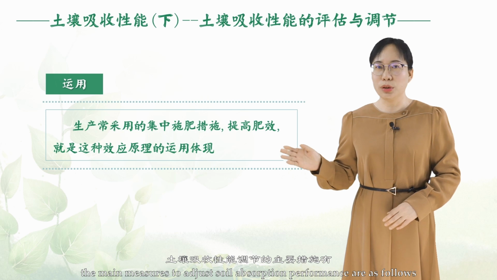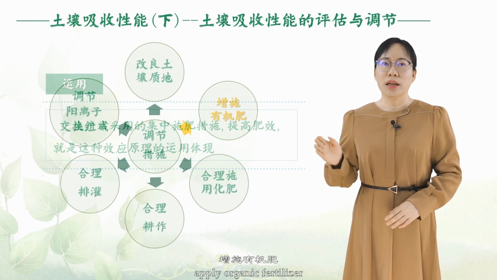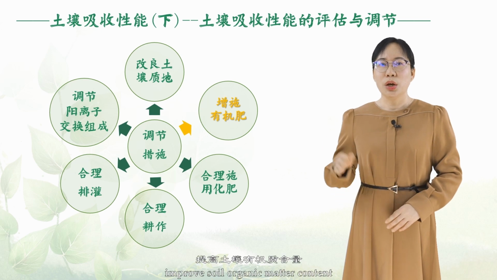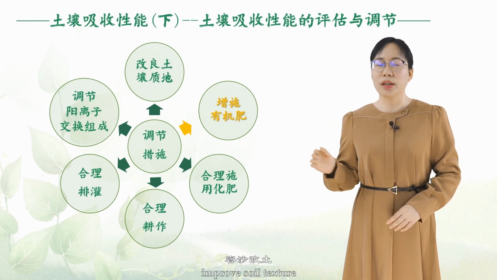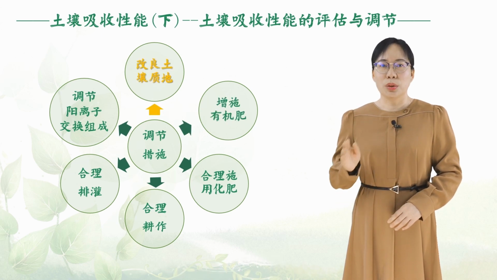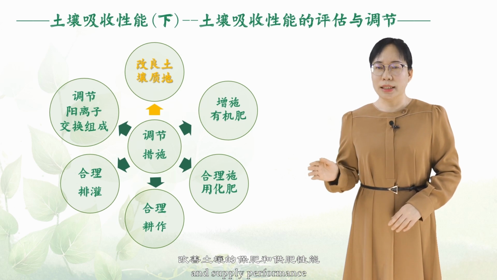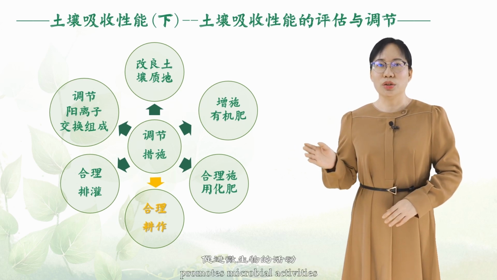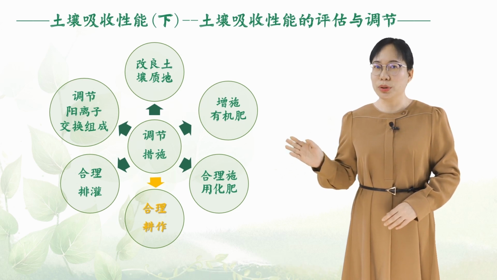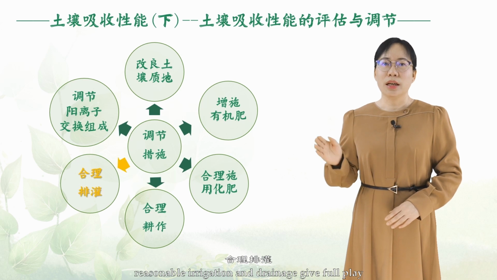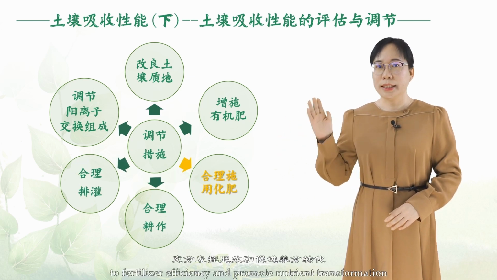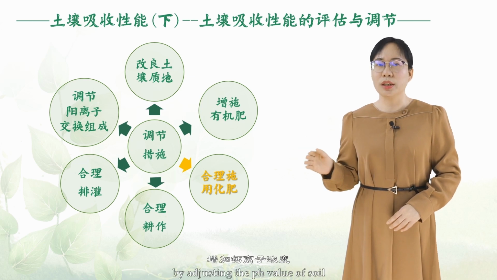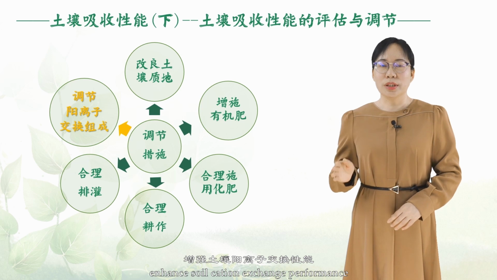The main measures to adjust the soil absorption performance are as follows. Apply organic fertilizer, return straw to field, and plant green manure, etc. to improve soil organic matter content, improve soil texture, and improve soil fertility retention and supply performance. Proper tillage improves soil aeration and water retention, promotes microbial activities, promotes nutrient transformation, and increases available nutrients. Reasonable irrigation and drainage give full play to fertilizer efficiency and promote nutrient transformation. Increase the concentration of calcium ions by adjusting the pH value of soil to enhance soil cation exchange performance.